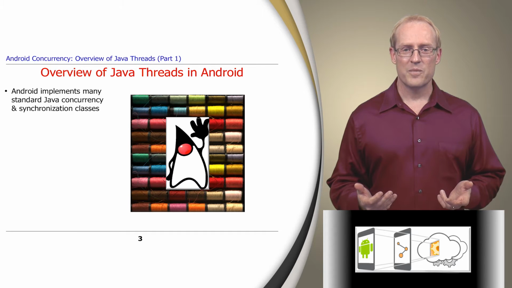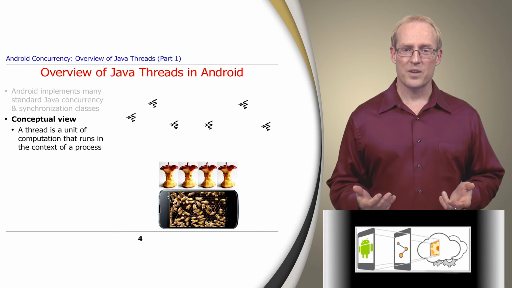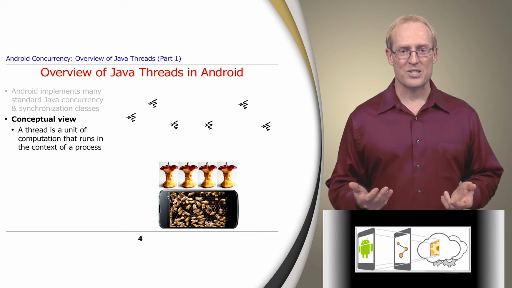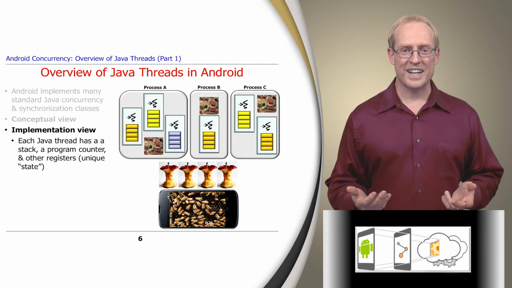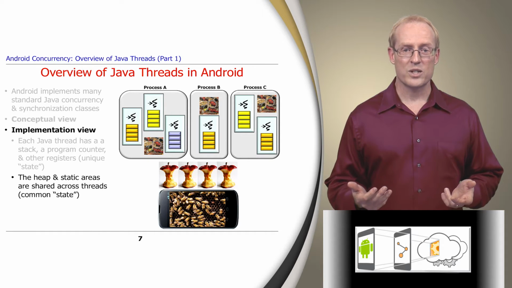There are several ways to understand Java threads. First, there's a conceptual view, where Java threads are units of computation that can run simultaneously within a process, which is ultimately a Linux process on Android. These threads can communicate with each other via shared objects or message passing. Second, there's an implementation view, where each Java thread has a stack, a program counter, and other registers, which comprise state that's unique to each thread, as well as heap and static areas, which comprise state that's shared by all threads within a process.